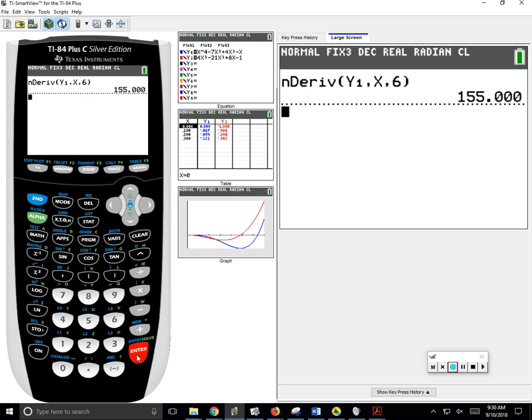Anybody else? Let me check Boston's real quick. Okay, so your equations are right, but we've got to get the window. So you have to hit menu. You want to go 0 to 7. Zoom fit. Now you've got to do the zoom fit. So back to the menu.